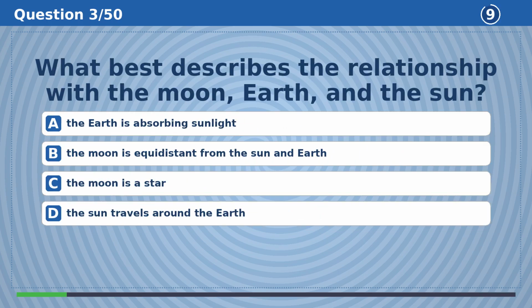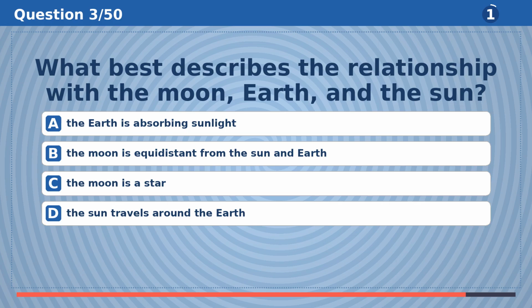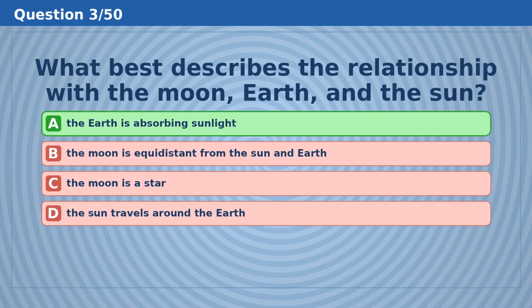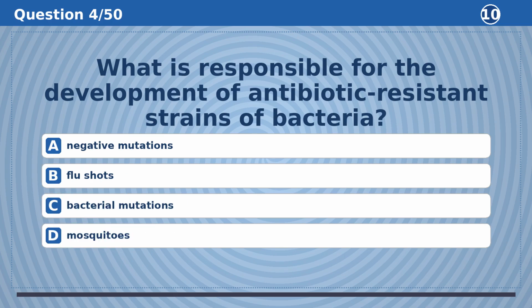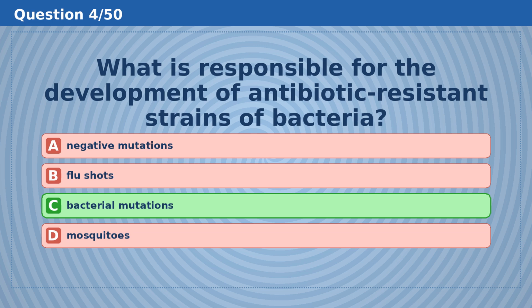What best describes the relationship with the moon, earth, and the sun? The answer is A, the earth is absorbing sunlight. What is responsible for the development of antibiotic-resistant strains of bacteria? The answer is C, bacterial mutations.